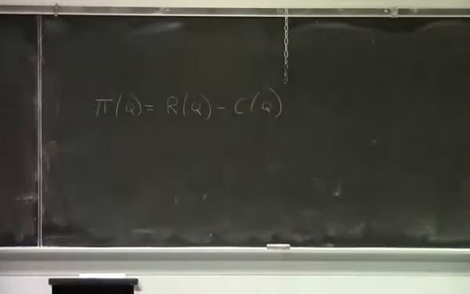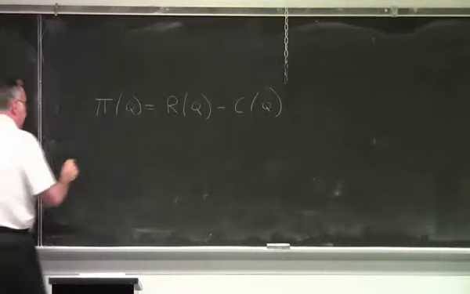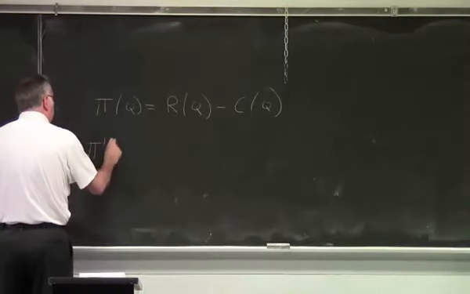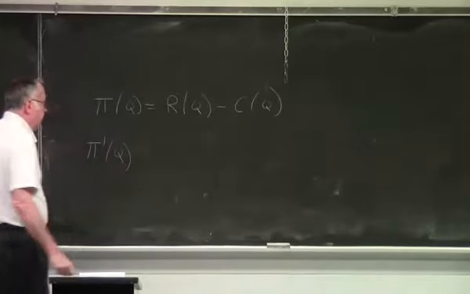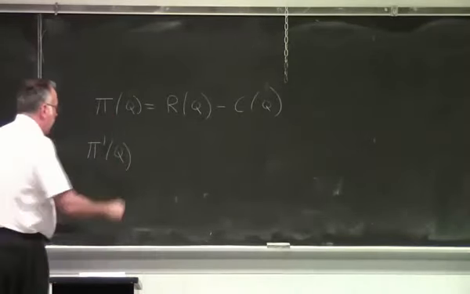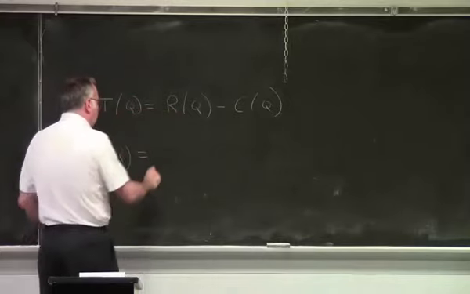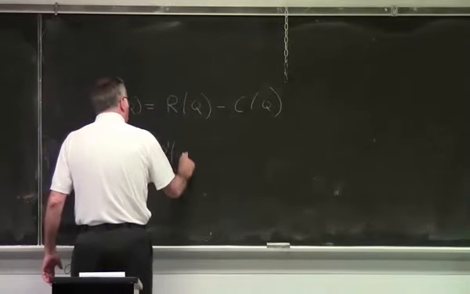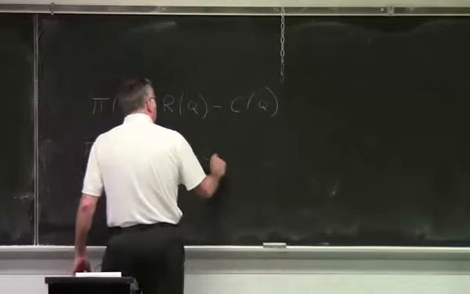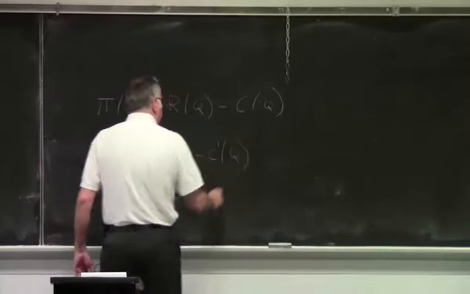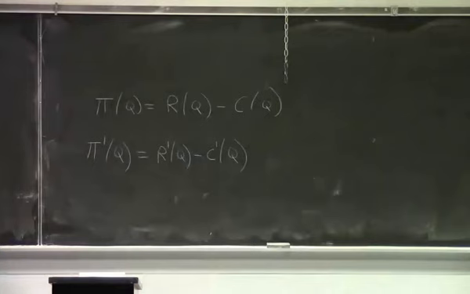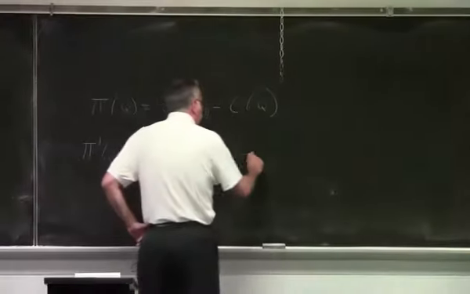We know the first order condition for profit maximization is that pi prime of Q equals 0. But notice that pi prime of Q, from this equation right here, is R prime of Q minus C prime of Q. That's just the sum-difference rule of differentiation. Pi prime of Q is R prime of Q minus C prime of Q, and the first order condition is that this be equal to 0.